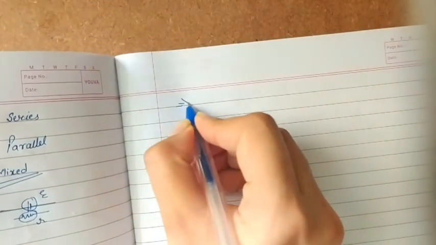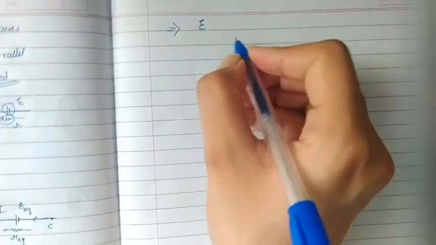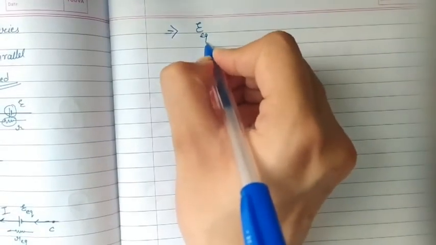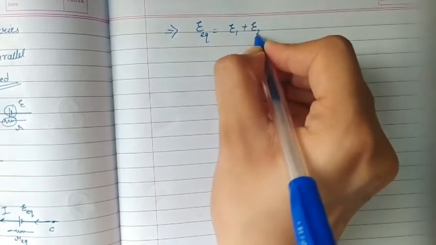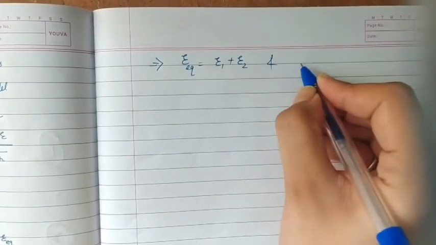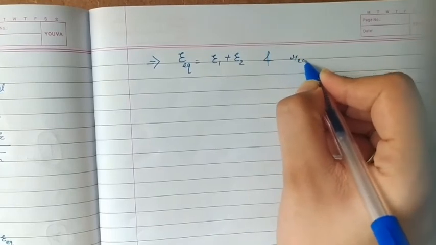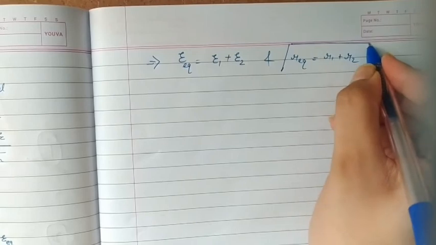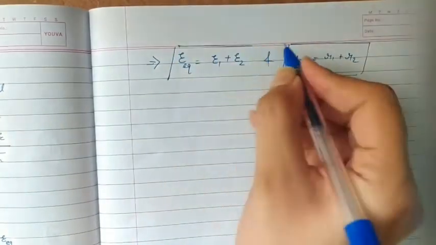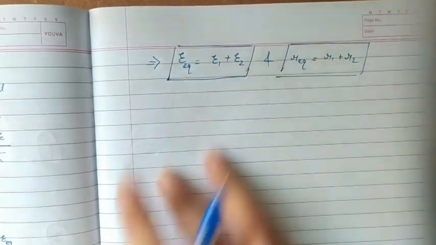So what we get is, in series combination of cells, epsilon equivalent is equal to epsilon 1 plus epsilon 2, and R equivalent is equal to R1 plus R2. These are the required results for cells in series combination.